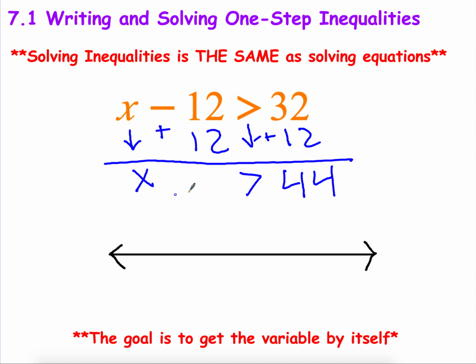What this solution means is that x is not just equal to 44. If this were an equal sign, that would mean x has to be 44. But because of this inequality symbol, x is the larger number. x has to be a number that's larger than 44. So I would graph that solution to show all the possible values for x that would make this true, because any value bigger than 44 would be a solution to this particular inequality.